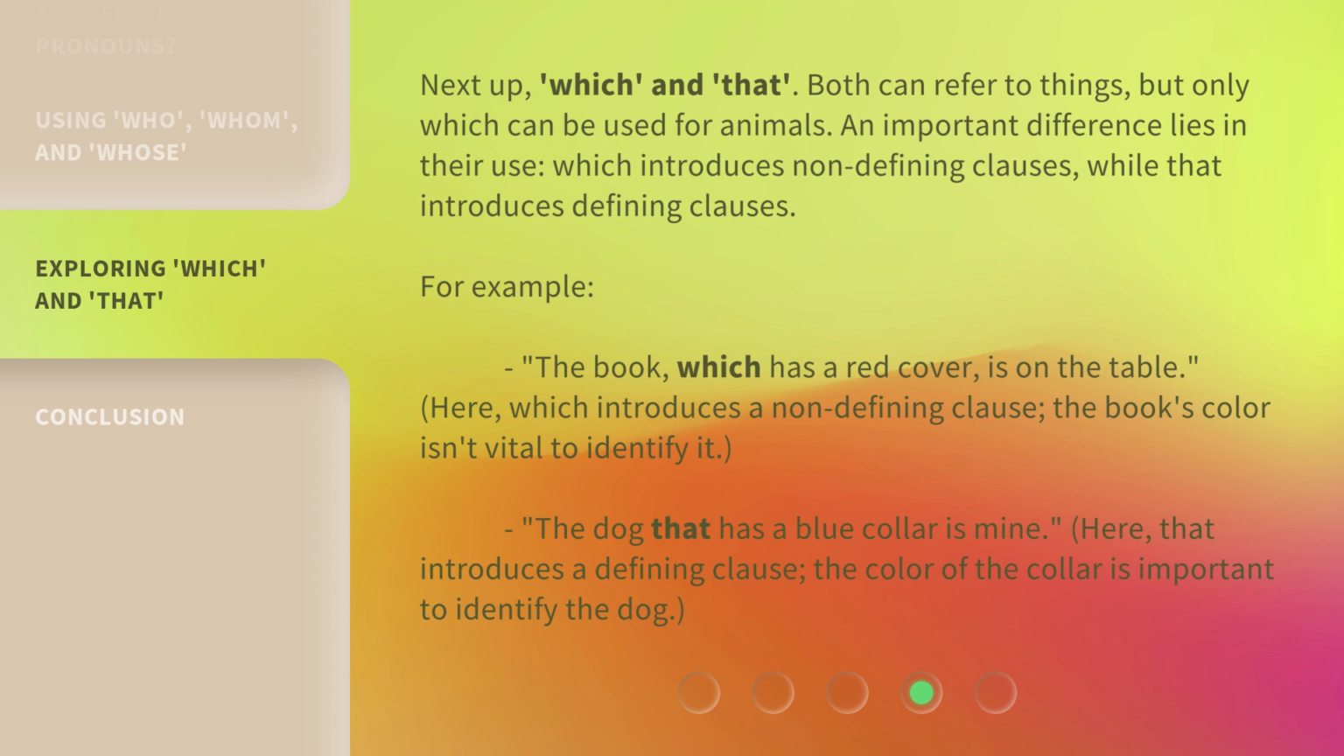For example, the book, which has a red cover, is on the table. Here, which introduces a non-defining clause. The book's color isn't vital to identify it. The dog that has a blue collar is mine. Here, that introduces a defining clause. The color of the collar is important to identify the dog.